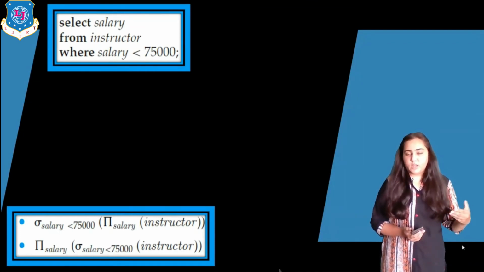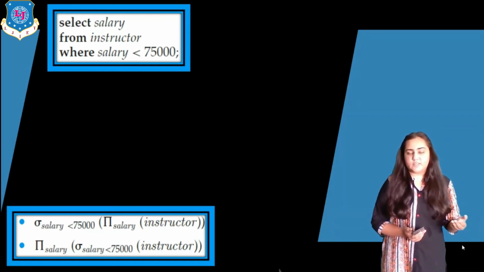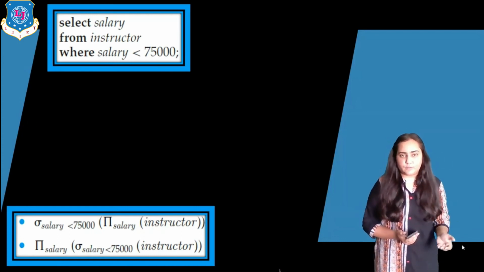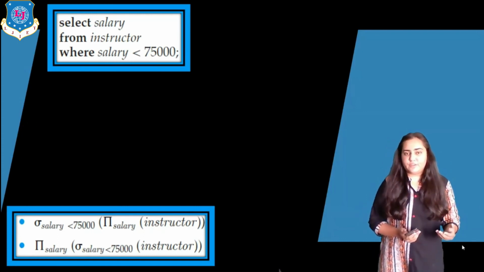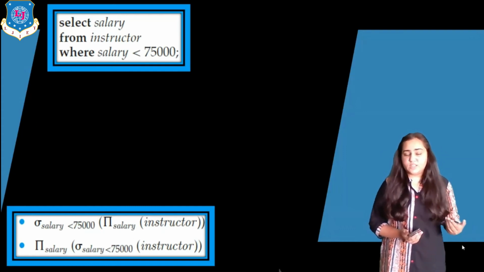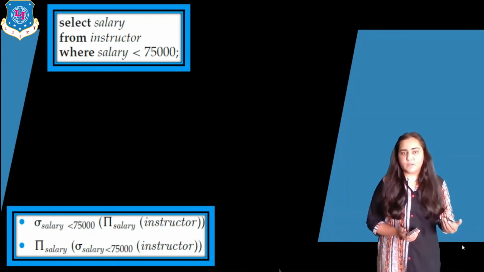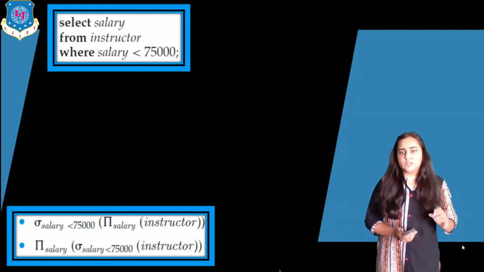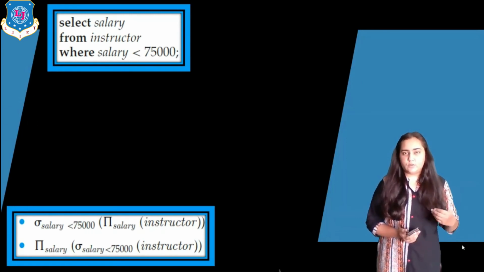In the first query, after extracting the salary column, there's a condition that says salary less than 75,000. So this condition will apply and take out all the salaries which are less than 75,000. And in the second query, after getting all the rows containing salaries which are less than 75,000, the column salary is extracted. So these are the two different ways in which I can create a relational algebra query. And so does your system, your software that is implementing this SQL query.